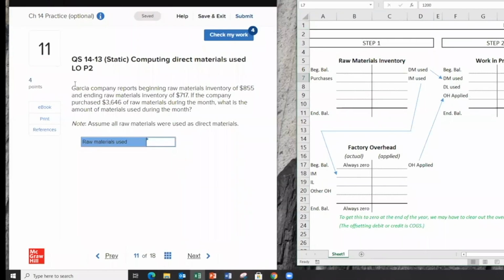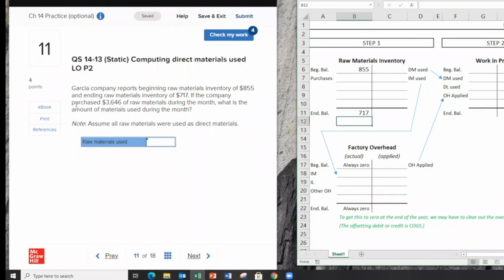Here are the facts. Garcia Company reports beginning raw materials, 855. Go ahead and put that on your sheet, 855, beginning raw materials. Or if you're on paper, you will draw a T account like this. Now remember, raw materials can include direct and indirect materials. We have ending raw materials of 717, so I'll put that down here, 717.